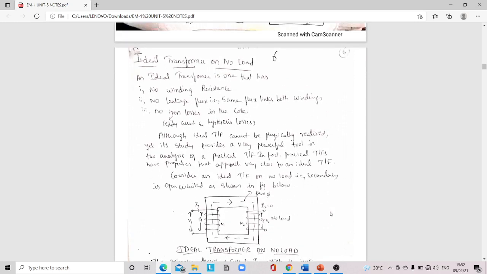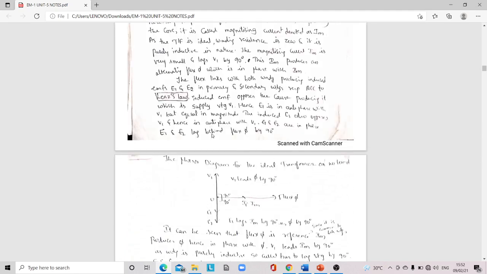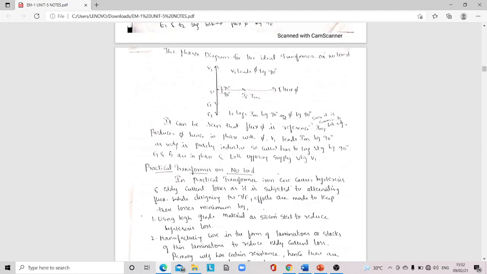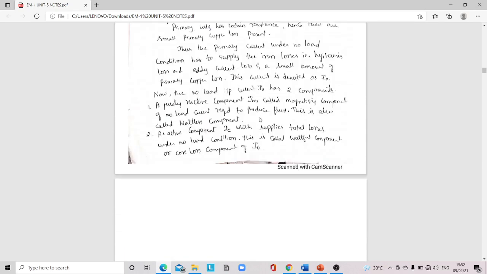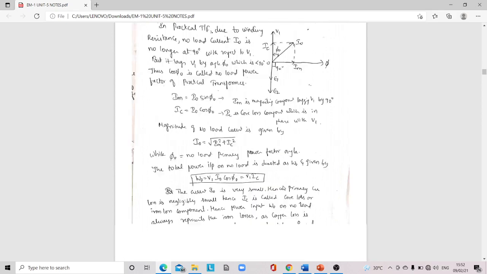Ideal transformer on no load, practical on no load, ideal on load, and practical on load. All these four cases we have seen, and we have seen the phasor diagrams also. What is an ideal transformer? Ideal transformer is one which has no winding resistance, no leakage flux, no iron losses in the core. So this is the phasor diagram for ideal transformer on no load. Then practical transformer on no load we have seen in detail. I have said it in the previous video. Do watch it.